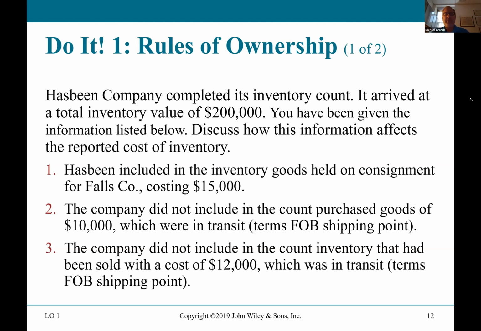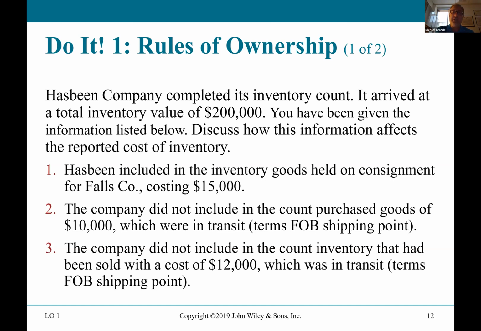A company has completed its inventory count. It arrived at a total inventory value of $200,000. You have been given the information listed below. Discuss how this information affects the reported cost of inventory. So you're starting with $200,000. The question is, do we need to make some adjustments?